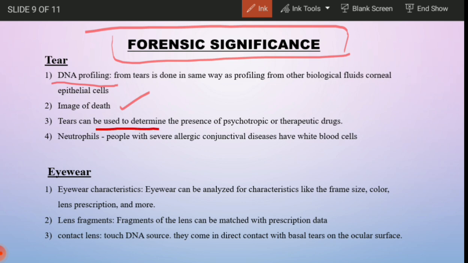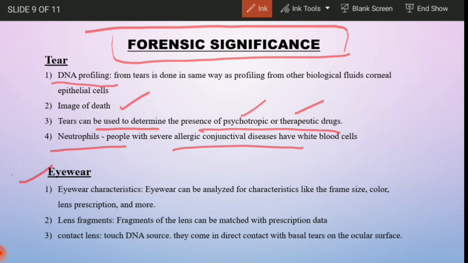Then tear can be used to determine the presence of psychotropic and therapeutic substances. So intoxication can be detected using tears as well. Neutrophils: people who have conjunctival disease like conjunctivitis, some amount of neutrophils can be extracted from their eyes.